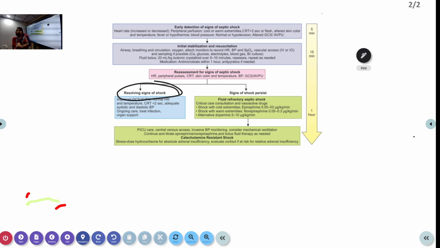Then you have to suspect something called adrenal insufficiency, because there can be suppression from the adrenal. The adrenal gland is very important. Sepsis can affect the adrenal glands also. As a result, the cortisol production may not be there. If the cortisol production is not there, what do you have to give? You have to give a drug called hydrocortisone.